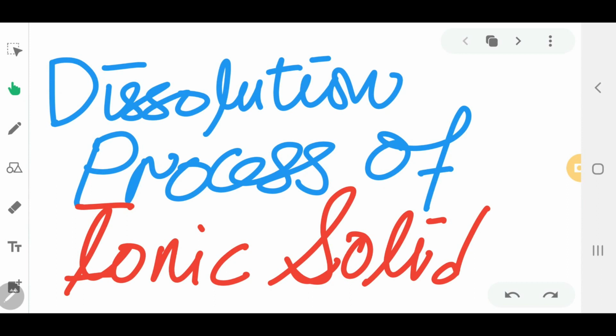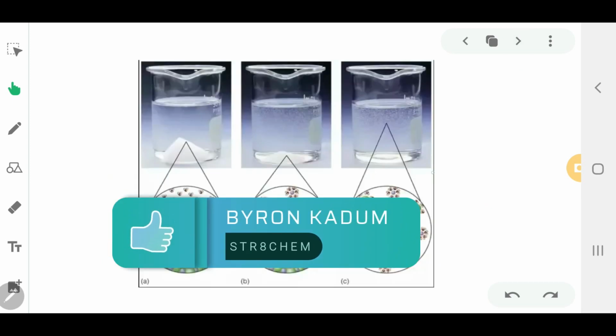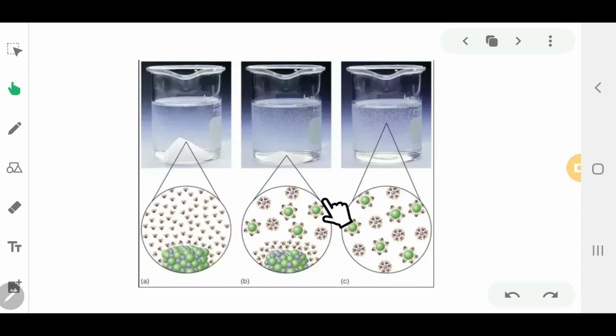Hello everyone, in this video we're going to look at the dissolution process of ionic solids. To represent this process, we have a picture right here containing 3 beakers, and they are representing a situation in which you have your ionic solid inside, which is typically a salt, and over time the water molecules that we have in there are what you are looking at, represented as the circles.